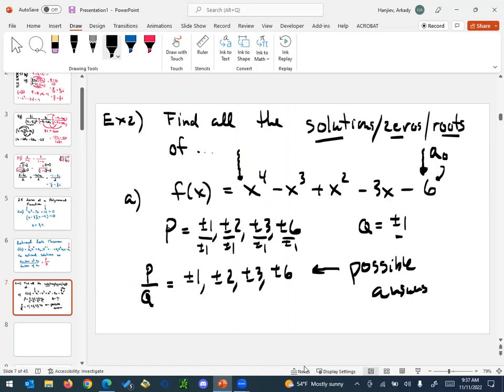Yes, so we can test them 2 different ways. You guys tell me as a class, we'll just test them. You guys just want to plug in the values into the equation, into the function? Or do you guys want to do synthetic division? Plug value. Synthetic division. Okay.